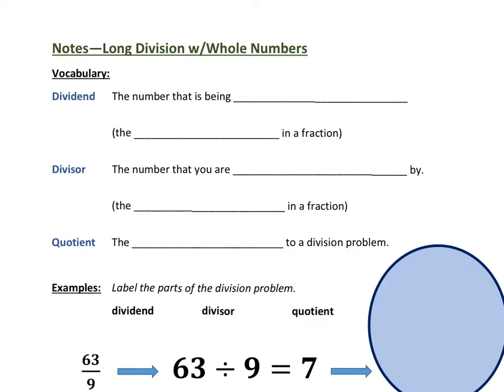There are 3 vocabulary words today: dividend, divisor, and quotient. The first word, dividend, is the number that is being divided. Let's fill in dividend. The number that is being divided in a fraction we see in the top of the fraction. So it's the top number in a fraction.